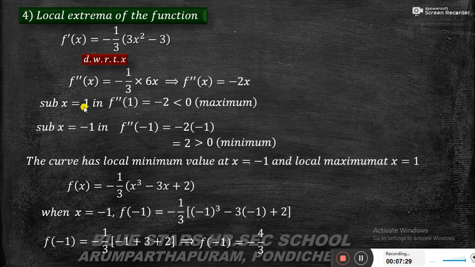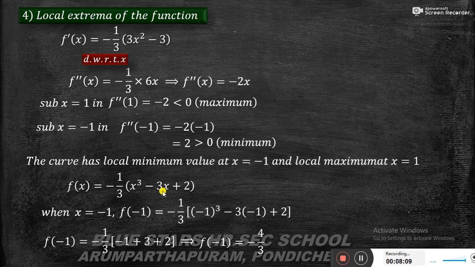Now we substitute x equal to 1 in f double dash: f double dash of 1 equal to minus 2 into plus 1, which is minus 2, less than 0, so maximum. Next, f double dash of minus 1 equal to minus 2 into minus 1, which is plus 2, greater than 0, so minimum. Therefore the curve has a local minimum at x equal to minus 1 and a local maximum at x equal to plus 1.